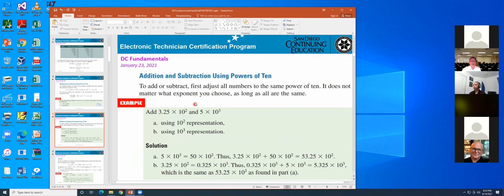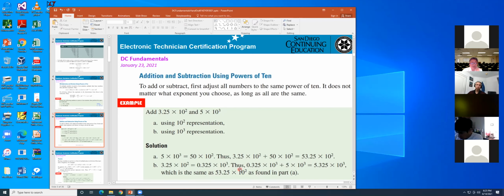Okay, addition and subtraction. Okay, adding 3.25 times 10 power 2, and 5 times 10 power 3. They're using 10 power 2 representation, and they're using 10 power 3 representation. Okay, you can see 5 times 10 power 3, then you get 50 times 10 power 2. The thing is, they want to make the same power. So they want to use power 2.